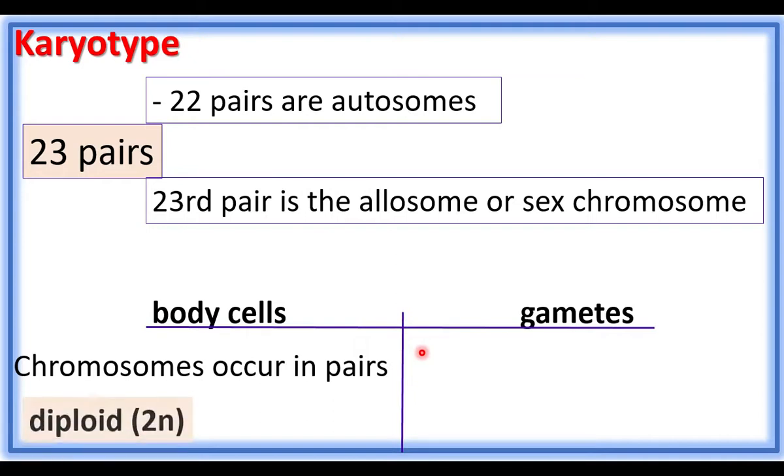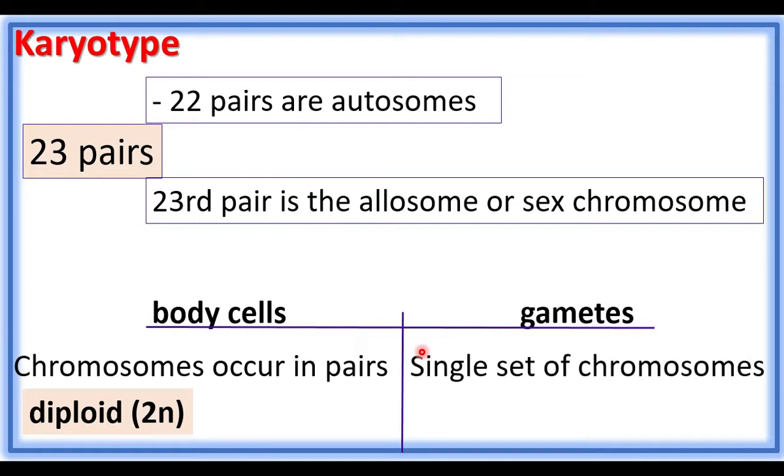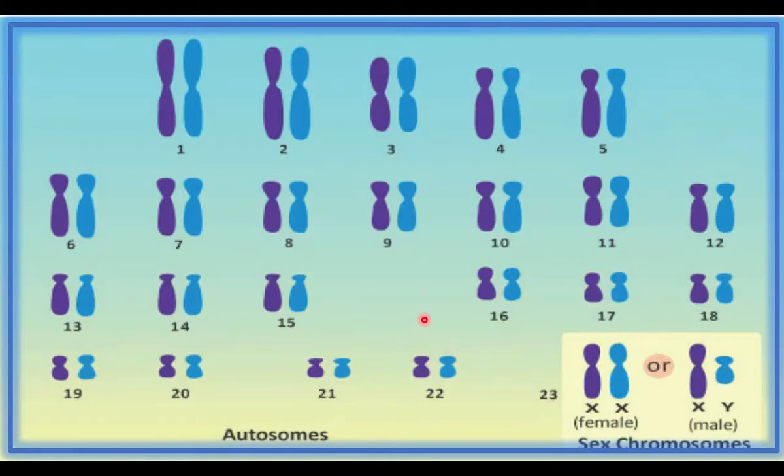This condition is called diploid, 2n. In gametes, a single set of chromosomes is present. This condition is called haploid, or n. Body cells have a diploid set of chromosomes. Gametes have a haploid set of chromosomes. So these chromosomes can be studied by using a karyotype. A karyotype shows the number of chromosomes, shape of chromosomes and the position of the centromere. This is a normal karyotype. Female individuals have two X chromosomes in the 23rd pair, and males have one X and one Y chromosome.